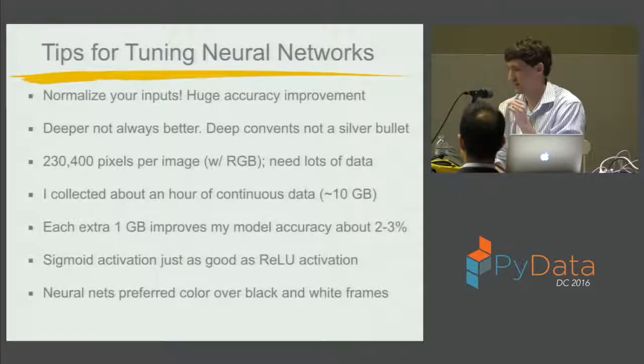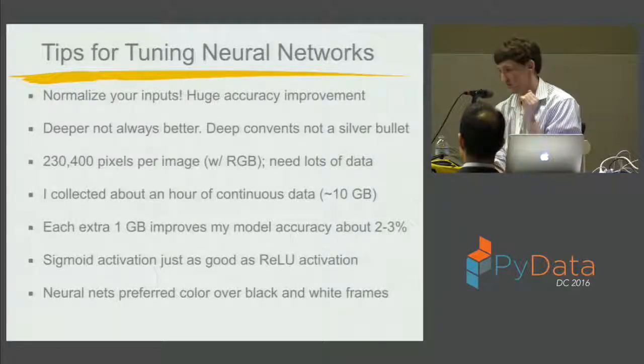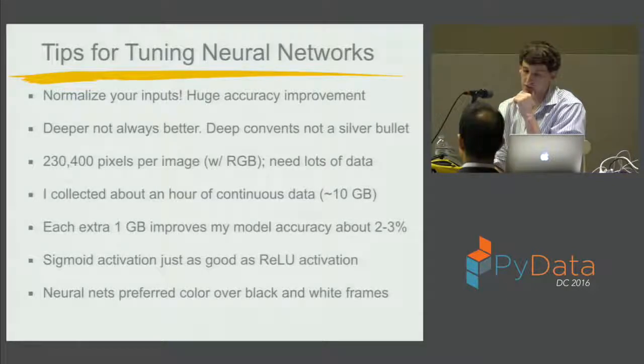Adding more data, generally, there are definitely diminishing returns as you get more data. But here, I'm sure there are diminishing returns, but I'm still very far from that point in the curve. I actually get a pretty large accuracy improvement when I just add another gig of data. And I think that's probably because of how many pixels I have in each of my frames.